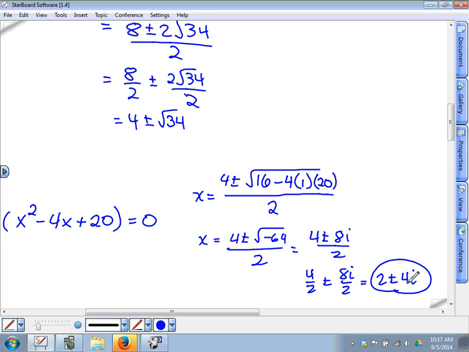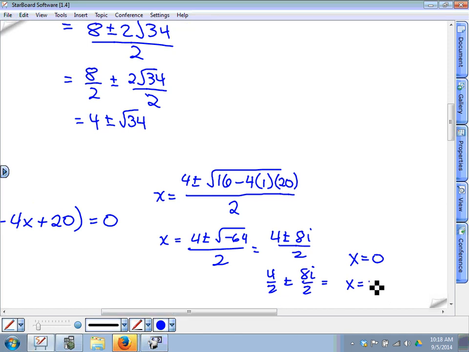Now, just so you can plan ahead, I'm anticipating some mistakes. Is this the solution right here, 2 plus or minus 4i? We forgot one, right? On a test, if you circle this and forget the other one, I will have to mark it wrong. What's the other solution? 0. Don't forget to include all the solutions. X equals 0 as well. X equals 0, X equals 2 plus or minus 4i. We good?